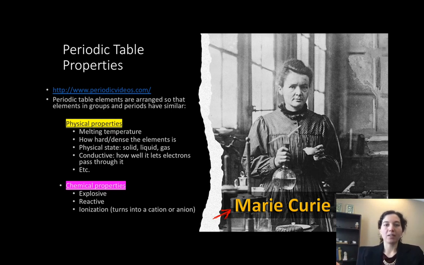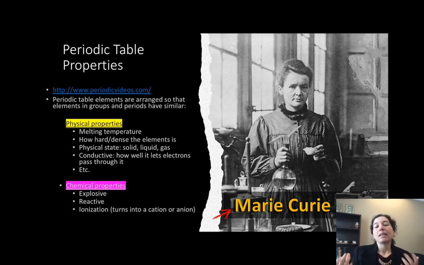So physical properties are things like melting temperature, the temperature at which an element melts, how hard or dense something is, how tough it is, maybe the physical state it's in. Is it a solid, liquid, or a gas? Maybe how conductive it is, i.e. does it pass electricity through it or not? Some things are insulators and don't pass electricity through them, and other ones are really good at passing electricity through them. So these are physical properties, properties that a substance exhibits.